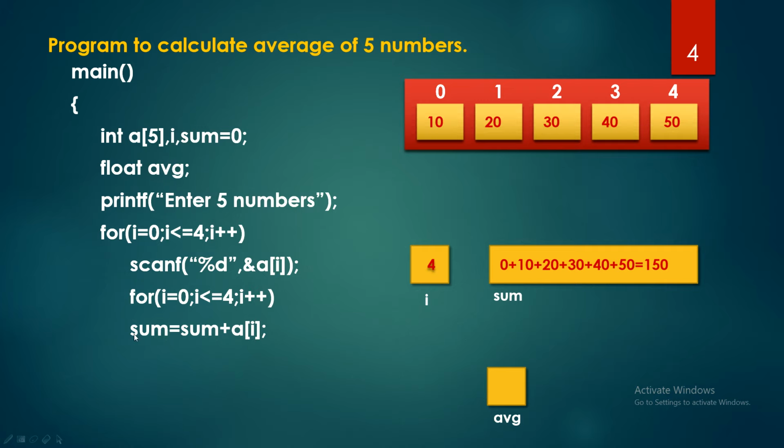So where is 150 stored? It is in the variable sum. 150 is stored. In this way, we can add all elements within an array.